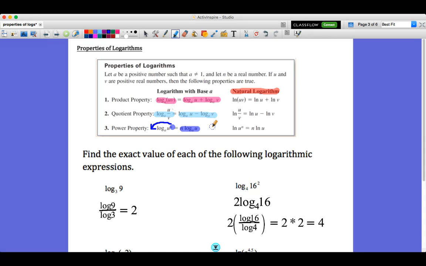And the same is true if we have that natural log. So natural log of u to the n, just move n to the front, and it's just n times natural log ln of u.